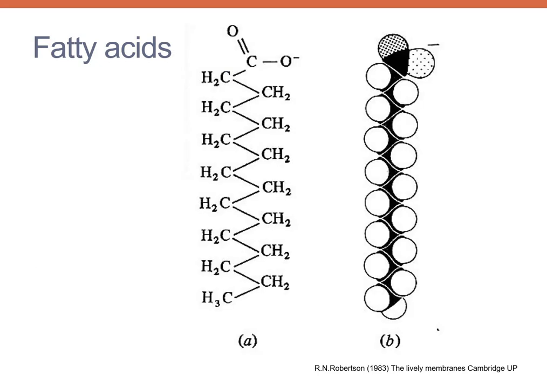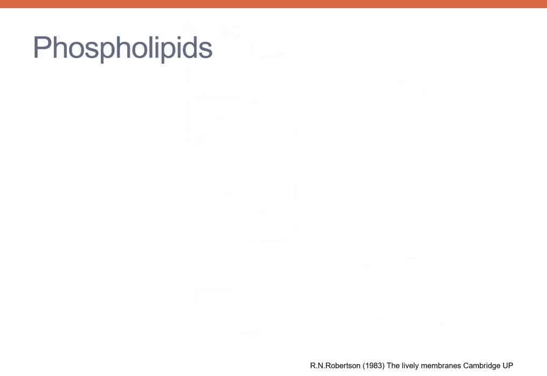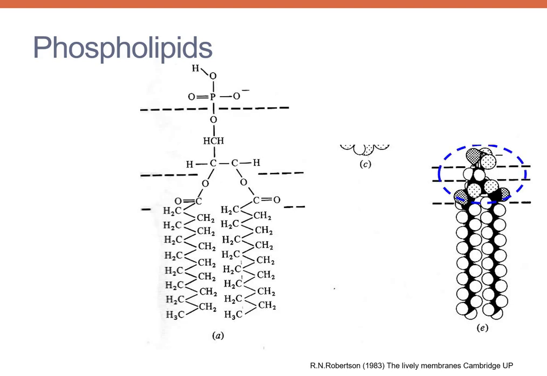As we have discussed, fatty acids have a head which is polar and a tail which is non-polar. In most of the membranes, what we have is something called a phospholipid. In a phospholipid you have a phosphate head and two similar hydrocarbon tails made of fatty acids. So a head that is extremely polar and two tails which are non-polar.